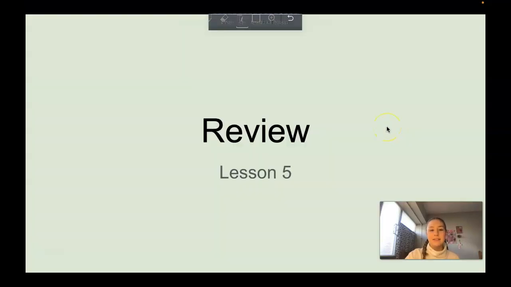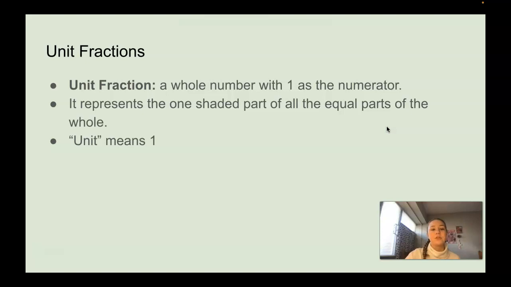Alright, so our last lesson of the week is just going to be a review of everything that we have gone over, including unit fractions, some real life examples, and also fractions on the number line. So just a quick refresher, unit fractions: it's a whole number as the denominator with 1 as the numerator, and a unit fraction represents one shaded part of all the equal parts of the whole. Unit means 1, and that's where we get our 1 in the numerator.